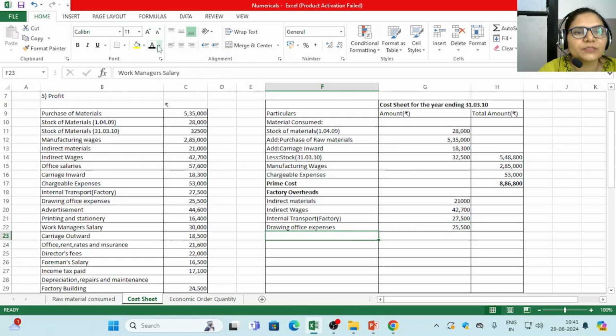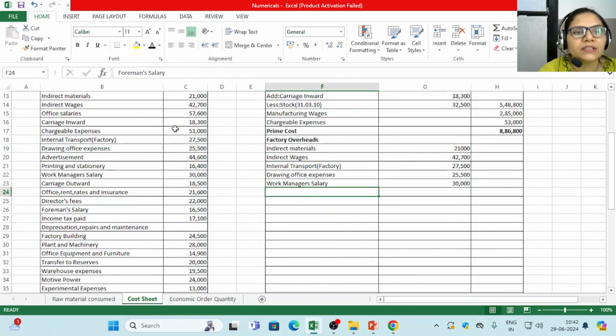After drawing office expenses, we have works manager salary. It is specifically given as works manager salary. It has nothing to do with the office expenses, so we will include it in factory overheads. It is rupees 30,000. Next is foreman salary. We already know a foreman is associated with the factory, so we will include this expense in your factory overheads.